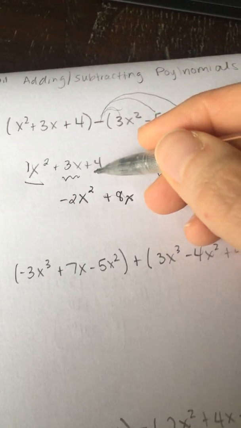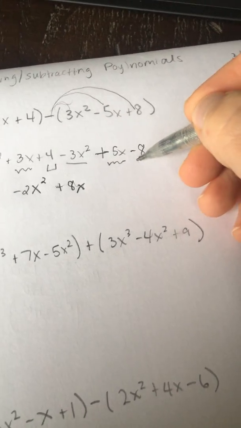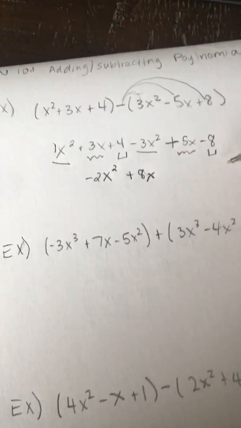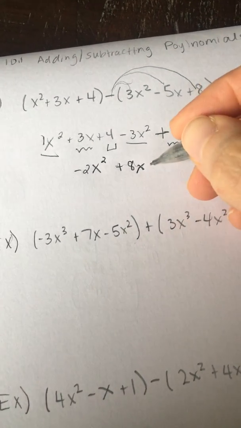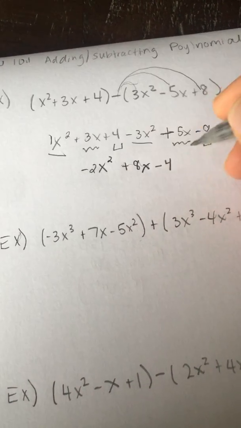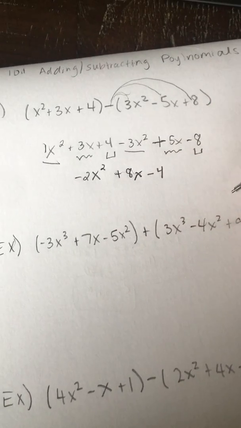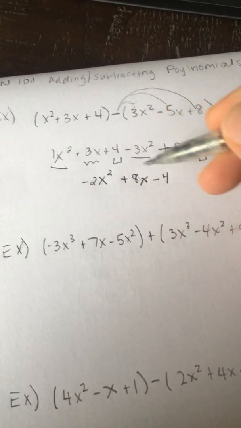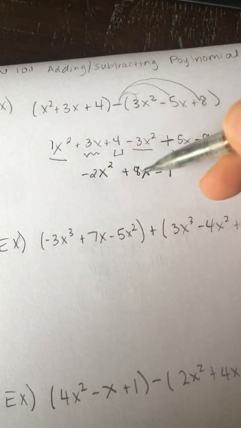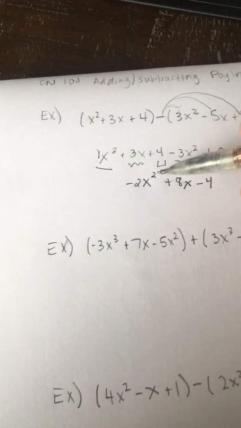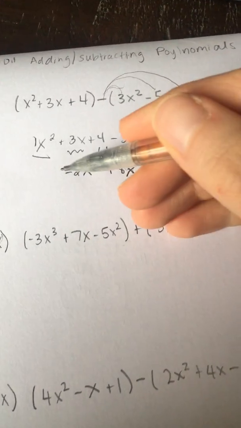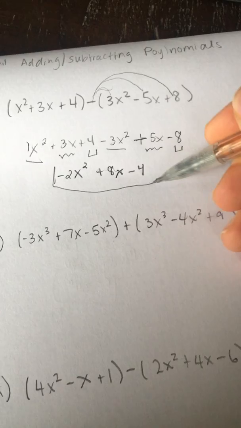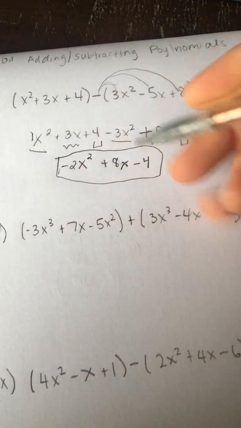And then I have plus 4 and a negative 8. 4 minus 8 is a negative 4. Different signs, subtract, keep the sign of the bigger. We can't put any of these together. None of these are like. They have different exponents. They are not like. This is our final answer to our first example.